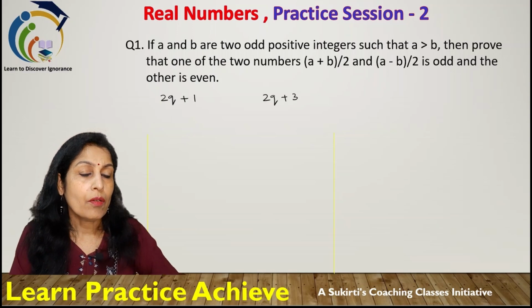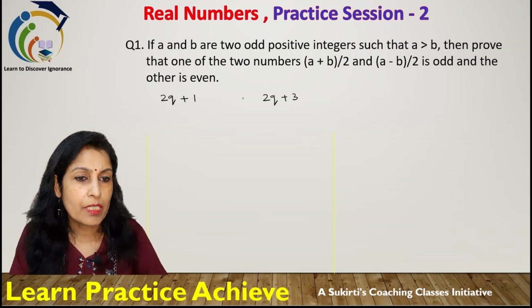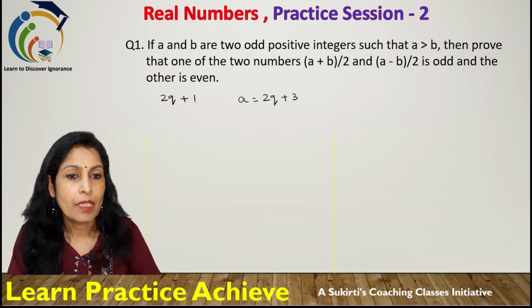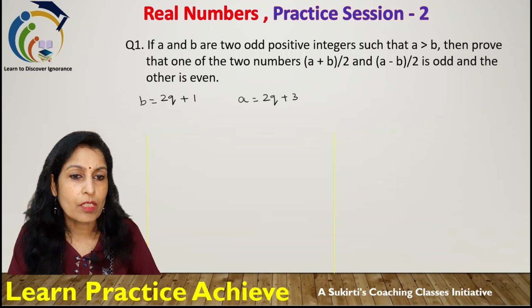Means when we get two numbers, we have to prove that one number is odd and the other number is even. Okay, so positive odd integers can be written in the form of 2q plus 1 or 2q plus 3. Now here in your question it is given that a is greater than b. So out of these two numbers, this is the bigger number, so this is a, and this is the smaller number, so this is b.